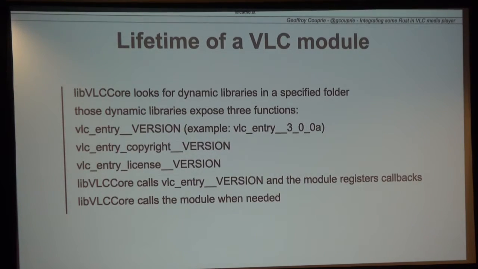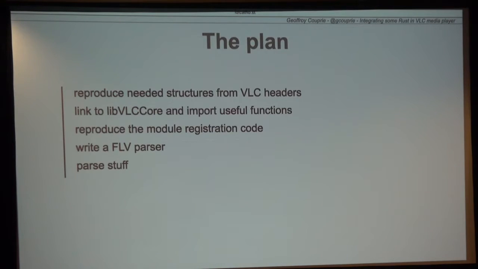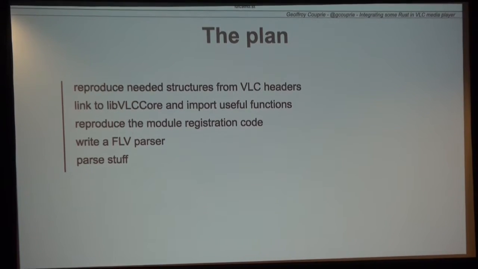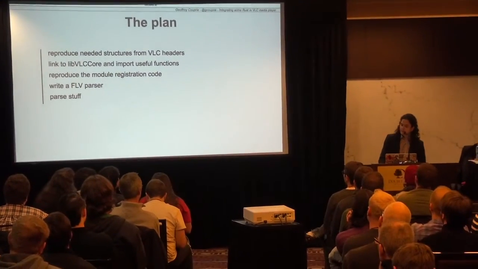A module, so, is the dynamic library loaded by libvlc core. They have to expose three functions, because libvlc core just tries to load the library, take that function, call it. It exposes some metadata on the module, and then it knows what the module can do. So the plan to start parsing stuff with Rust in VLC is to make a DLL in Rust that acts just like a C DLL. You can load it directly in the program, you can build it with cargo, and that will work just like a C module in VLC. So take the headers, reproduce the stuff we need, link to libvlc core, get the functions we need, reproduce the module stuff, start writing a parser, because that's kind of why I'm here, and well, start parsing stuff.